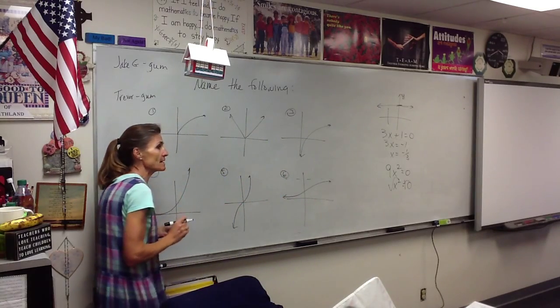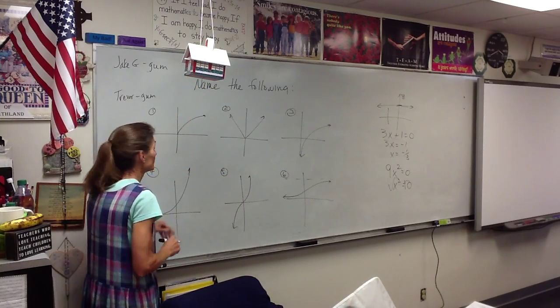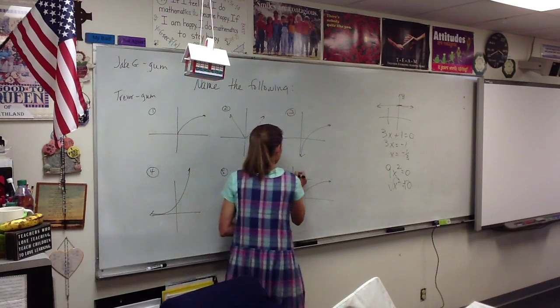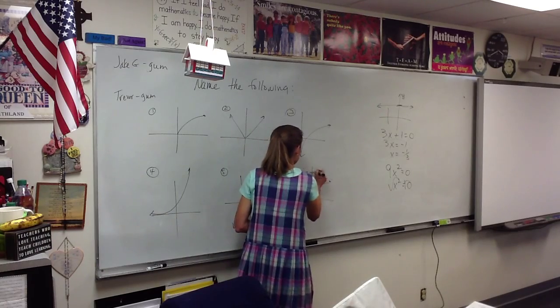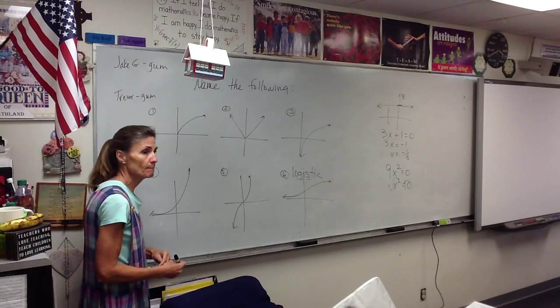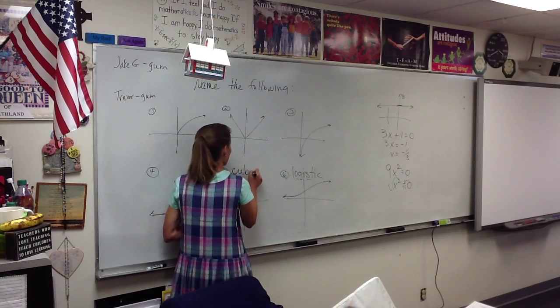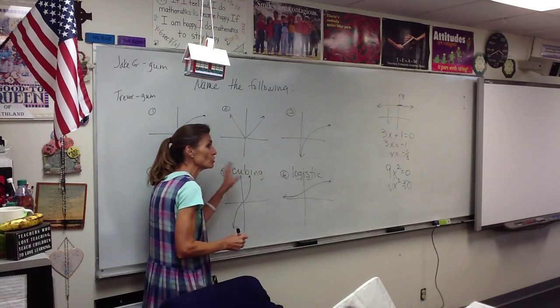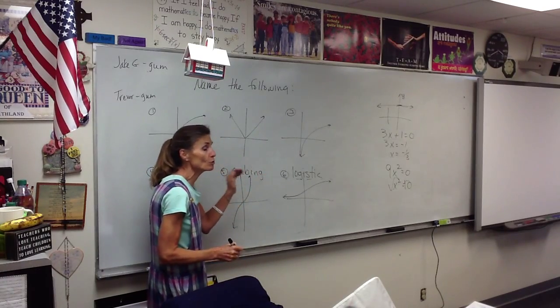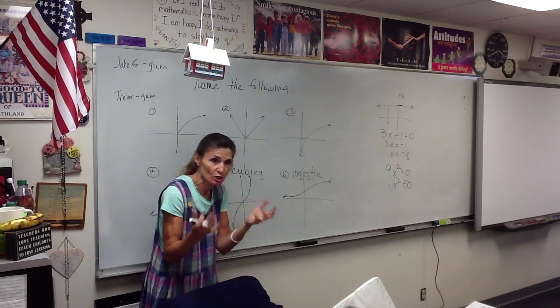So, can anybody name any of them? Raise your hand, give me a name. Savannah? Number 6 is all. This is the logistic function, so you would write logistic. It's the logistic function. That's the name of it. Lindsay? 5 is the cubing function or the cubic function. So you can write cubing, you can write cube, you can write cubic.